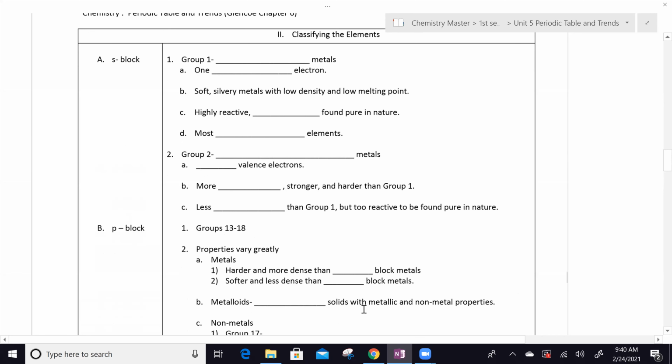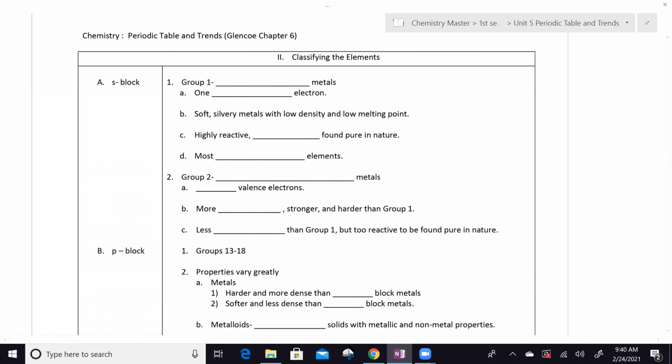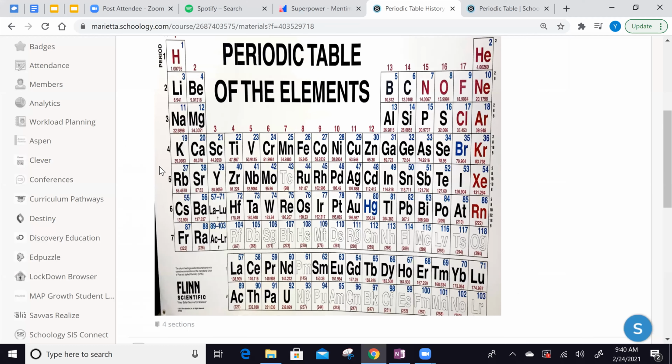So remember, S block is these two columns right here, all right? But we're not really going to include hydrogen because he's not a metal. But let's talk about what the names of these families are.